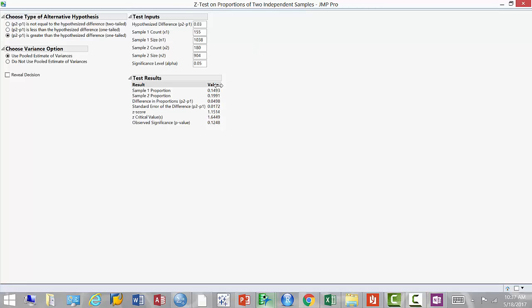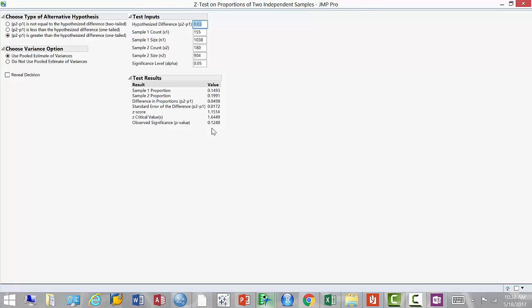Of course, none of these things change, right? Sample 1 proportion is still almost 15%, sample 2 is still almost 20%, so no differences there, okay? But now my p-value changed because I'm comparing that against a different value, p1 minus p2, right? It's not 0 anymore, it's 3%. So now my p-value is 0.1248. So what conclusion do I make from this?